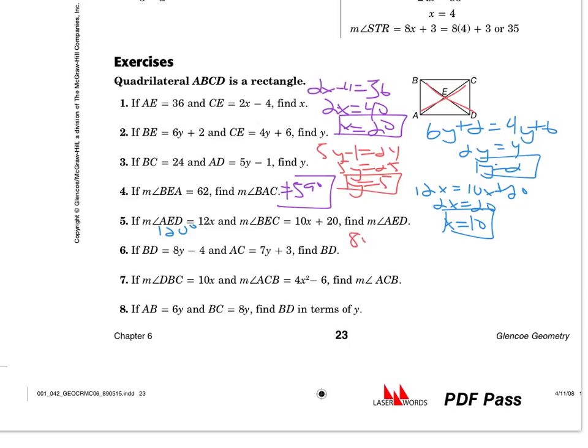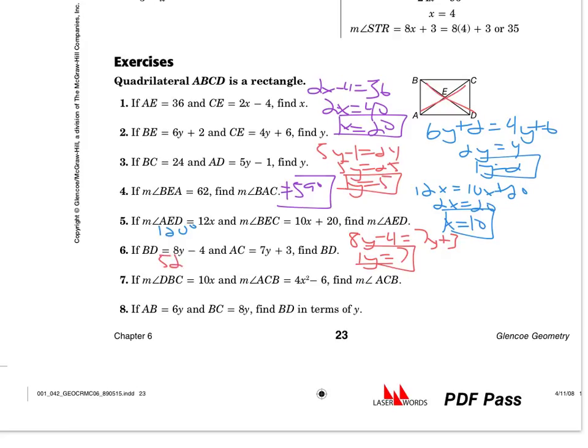So we set up the equation 8y minus 4 equals 7y plus 3. Hopefully you're noticing a pattern here. It's a lot of setting stuff equal to each other. Okay, and y equals 7. But they want us to actually find BD, so we plug that 7 back in. You get 8 times 7 is 56 minus 4 is 52.